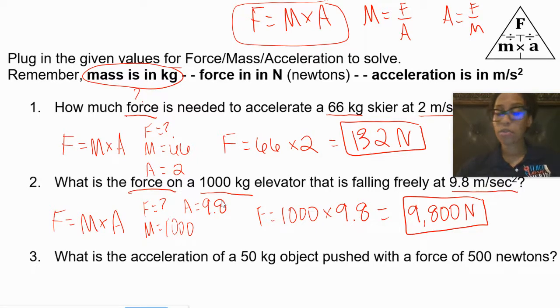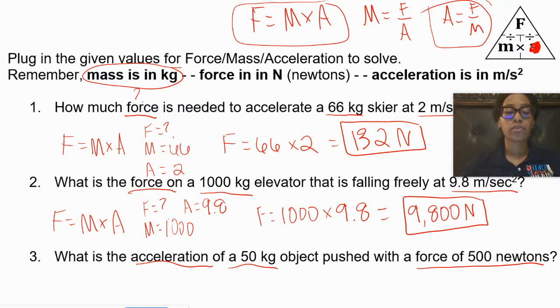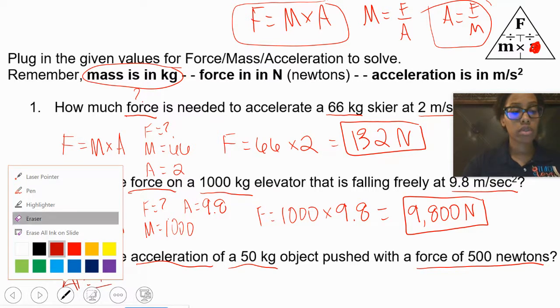Right? Now, number three says, what is the acceleration? Oh, come on. Okay. What is the acceleration of a 50 kilogram object being pushed with a force of 500 newtons? So this time I'm solving for acceleration. Great. Okay, so if I shade in A, I know that I need to do F over M, which is just what I specified right here. So my formula is A equals force divided by mass. I can't write too low because the screen keeps stopping me. So let me try this one second.